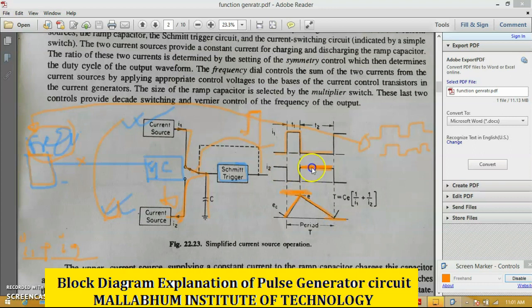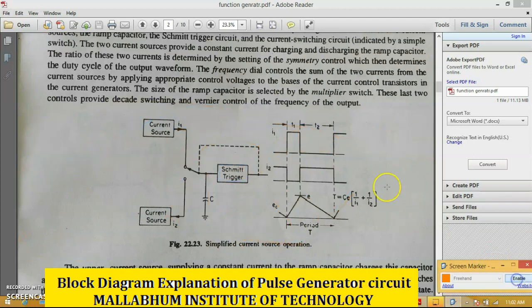You can see that this I2 is on. Now as soon as it reaches the predetermined level defined by the circuit components, it again starts to rise. So we are getting at the output of the Schmitt trigger a pulse waveform, and its duty cycle is defined by this frequency control circuit.